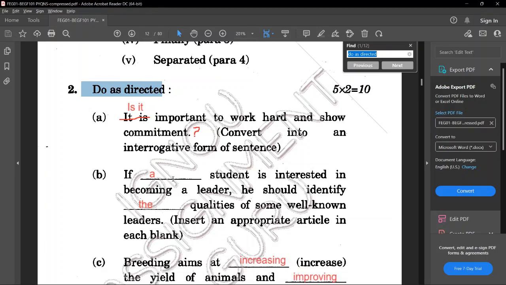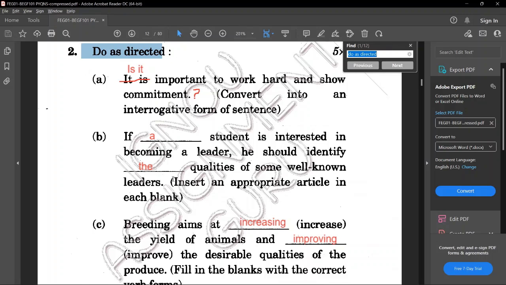Question B. If blank student is interested in becoming a leader, he should identify blank qualities of some well-known leaders. Insert appropriate article in each blank. Articles are a, an, and the, which I covered already. In this case, it will be "if a student is interested in becoming a leader", because student is not a specific term. It's a non-specific term. It can be any student. And then, he should identify blank qualities of some well-known leaders. There are specific qualities being mentioned here. So instead of a and an, it will be "the".